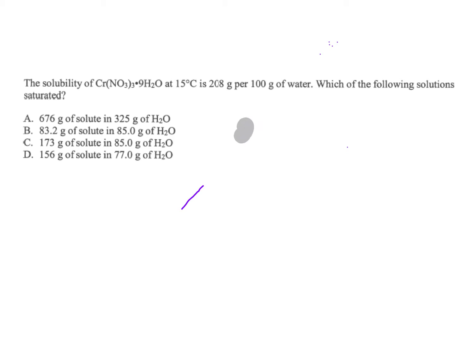So we know that we can dissolve 208 grams of the chromium nitrate in 100 grams of water. And so that's a ratio, right? So if we divide that out, we end up with a ratio of 2.08. And so by comparison, we can look at each of the solutions they suggest and see how it compares to this ratio.